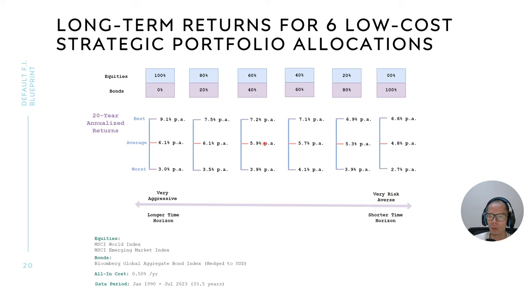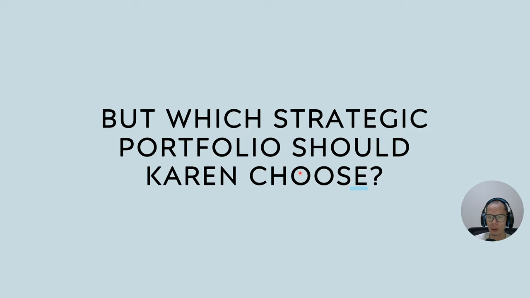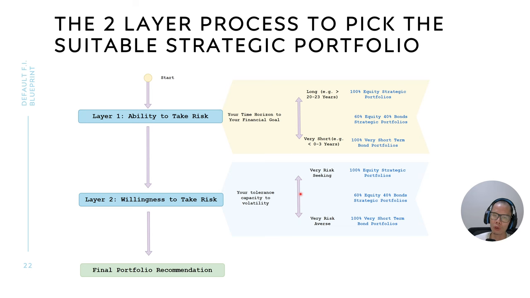So you can pause this video or take a snapshot of this, based on the things here. It gives you a certain idea. The takeaway I always want to say is that returns are a range. It's not always fixed. Okay? But which strategic portfolio should Karen choose? So how should she choose it?